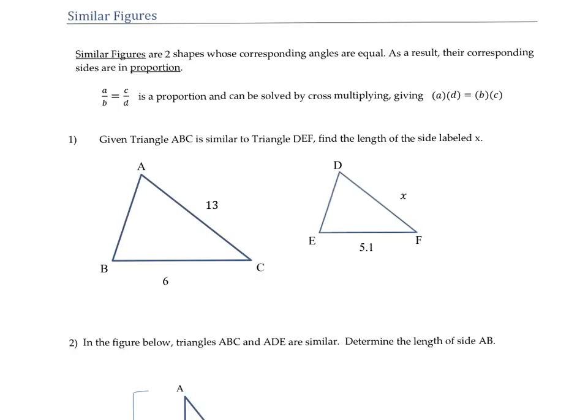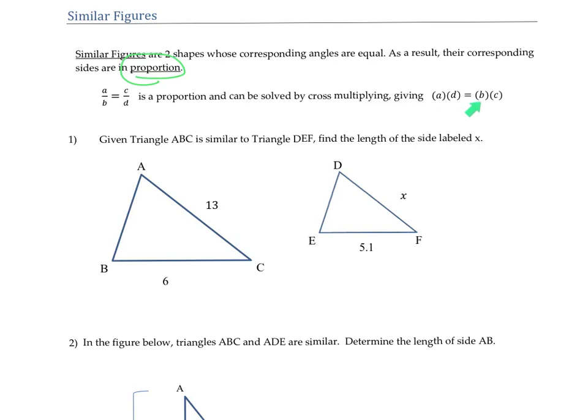The last part of our proportions unit is on similar figures. Similar figures are two shapes whose corresponding angles are equal. So angle B here is equal to angle E, A, D, and so on. As a result, their corresponding sides are in proportion. So being in proportion means that we can set up two equal ratios or fractions, and we'll be able to solve for it by cross multiplying.